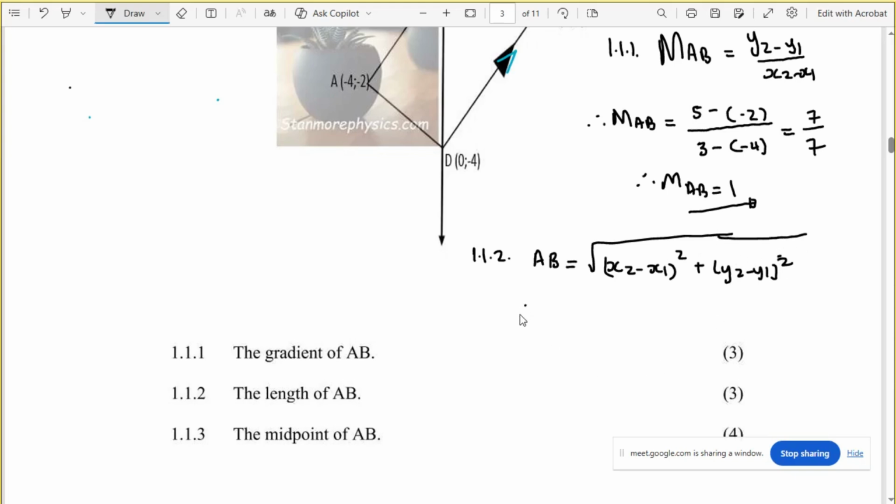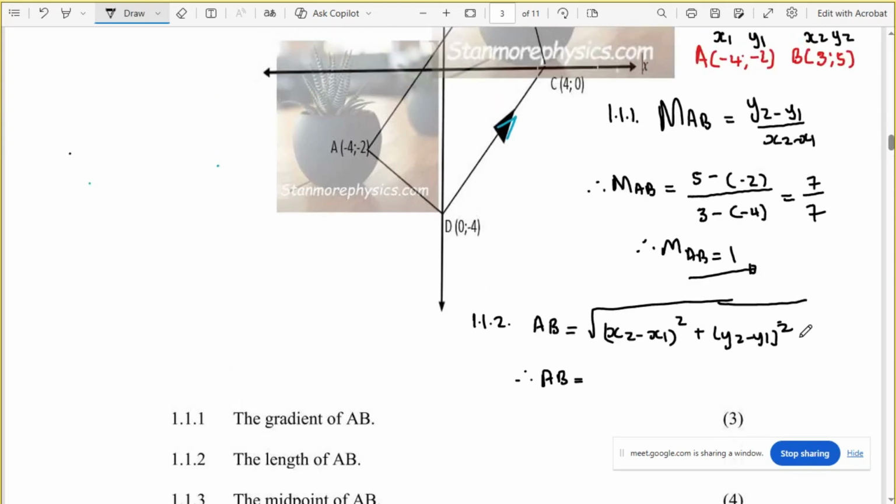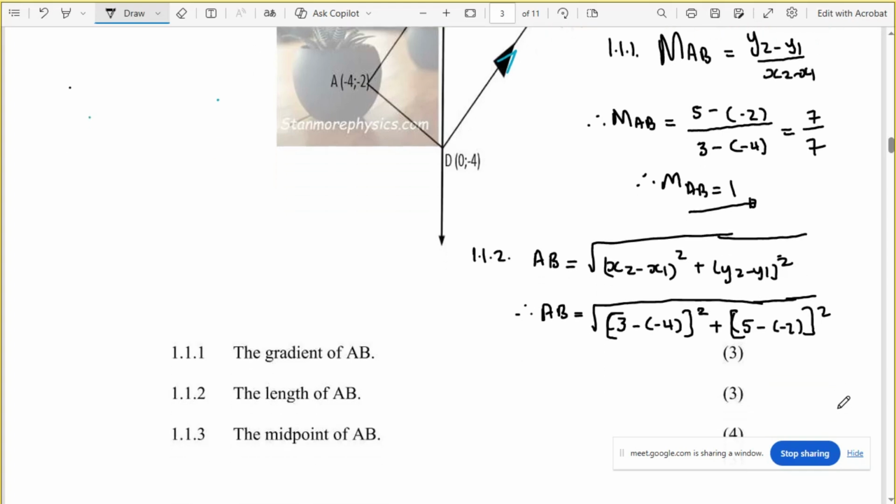Then when we do this, AB will be, remember, we are using the same points. So your x2, that's 3. So this will be the root of 3 minus x1. And remember, it's negative, so we need to put it inside the bracket. So this will be minus negative 4. Everything should be squared. Then we add y2, that's 5, minus y1, which is negative 2, and everything there should be squared. You can punch the calculator and find what AB is.